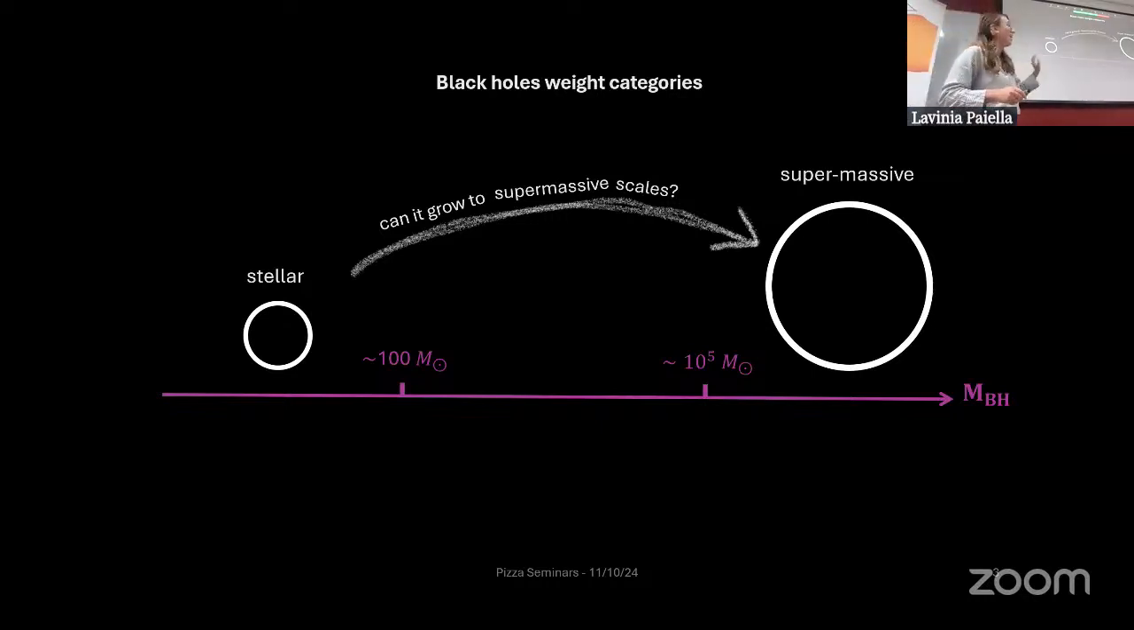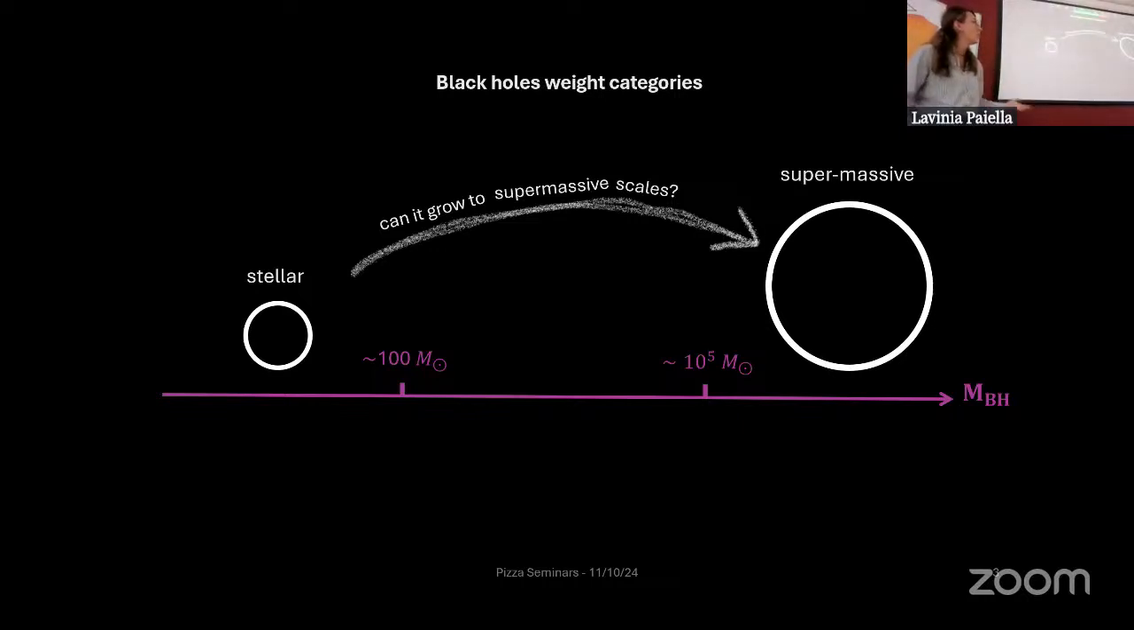Anyway, so you have stellar mass black holes, which come from the collapse of massive stars, and they can reach up to roughly 100 solar masses. And on the very other side of the mass spectrum, you have supermassive black holes, which are heavier than 10 to the 5, 10 to the 6 solar masses. And these have much more complicated formation pathways. And those are the black holes that we observe at the center of galaxies.